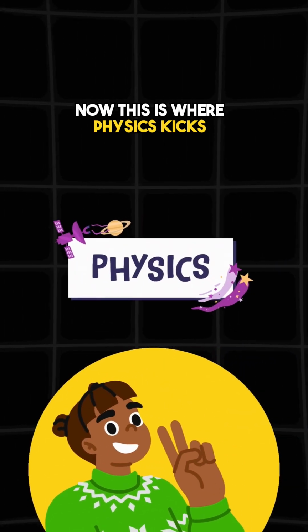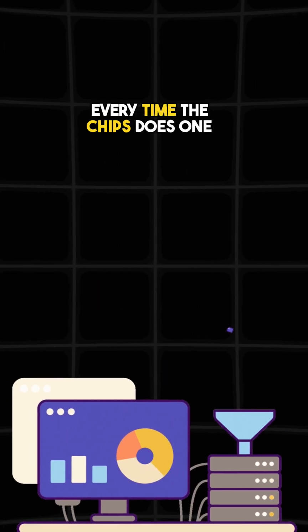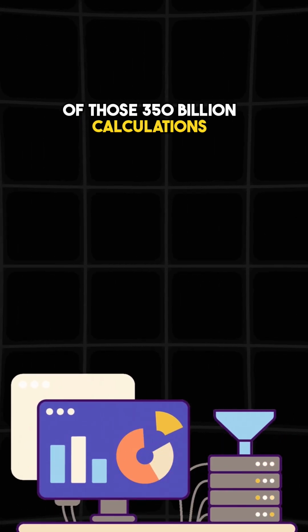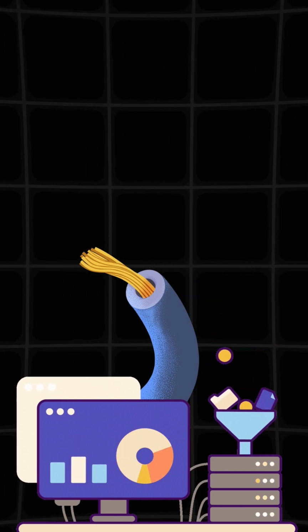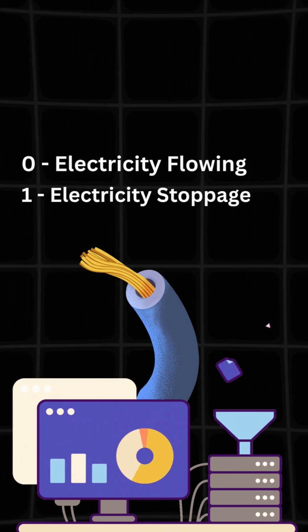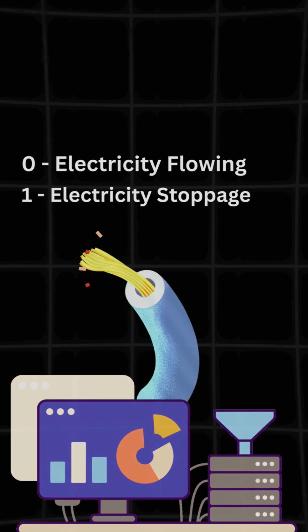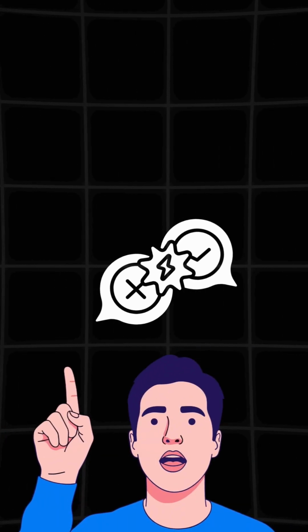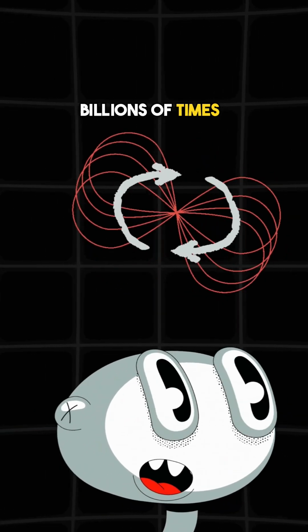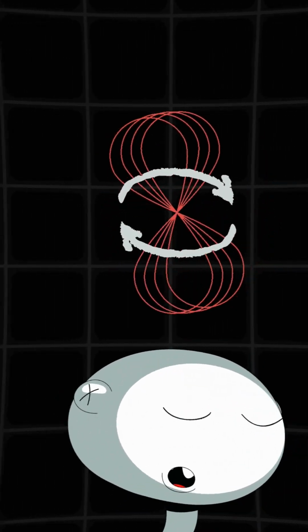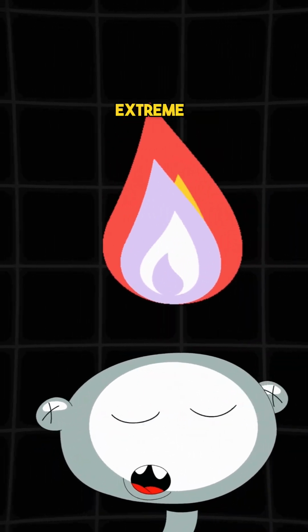Now this is where physics kicks in. Every time the chip does one of those 350 billion calculations, it pushes electricity through a tiny wire, because zeros and ones are actually pulses of electricity flowing and stopping, right? This push creates friction, and friction creates heat. Now imagine doing that same process billions of times per second on a repeated loop. The heat will be instant and extreme, right?